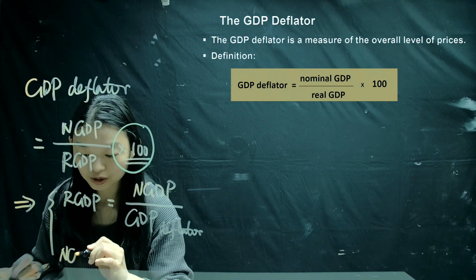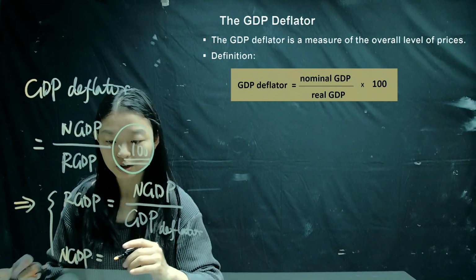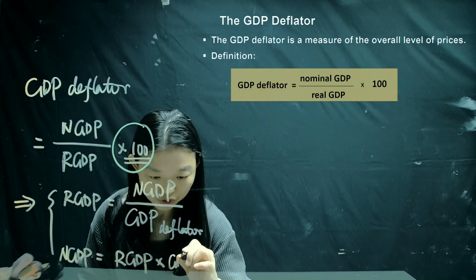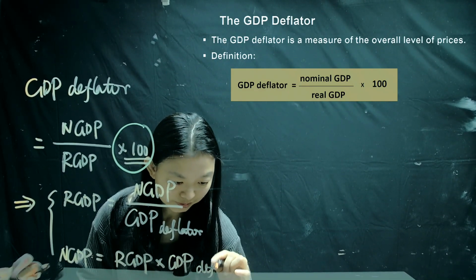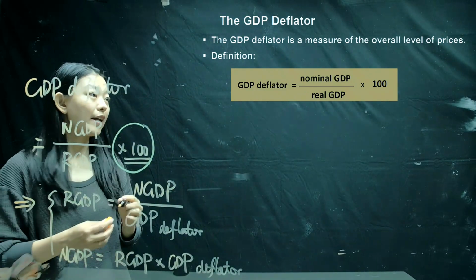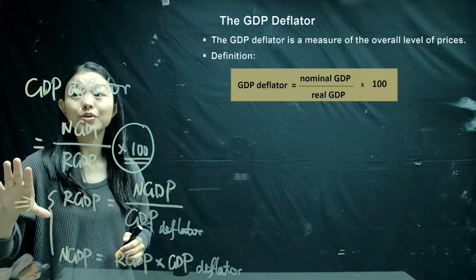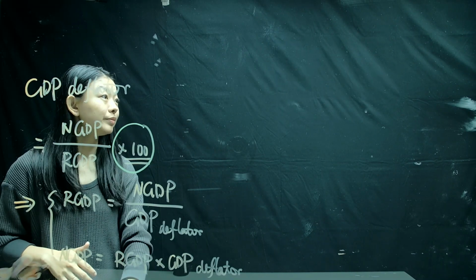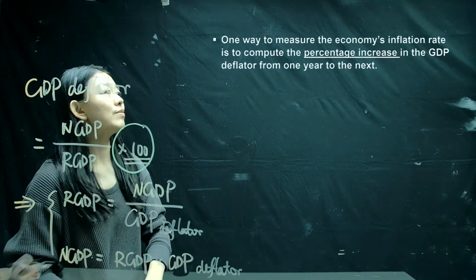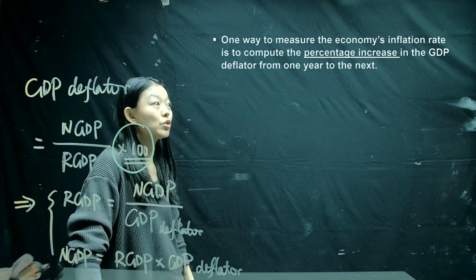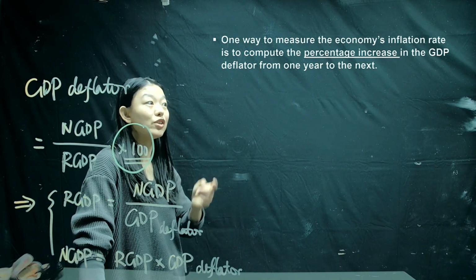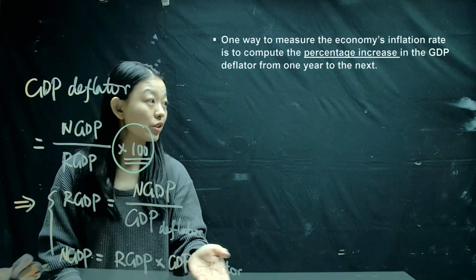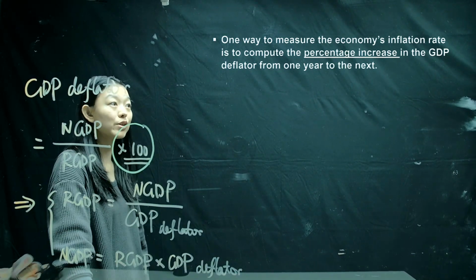And then nominal GDP will just equal real GDP times GDP deflator, okay? And we always use the GDP deflator also to compute the inflation rate. I would like to talk about that part later. One way to measure the economy's inflation rate is to compute the percentage change in GDP deflator from one year to the next. So this is how we can use GDP deflator to compute the inflation rate.